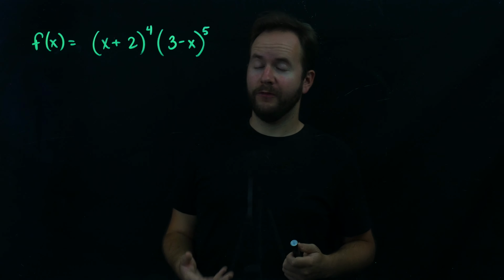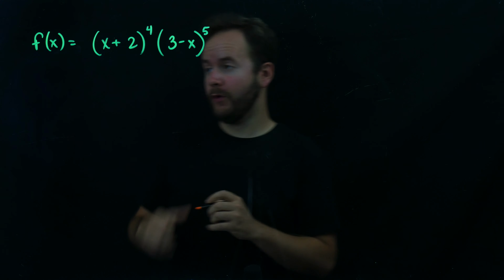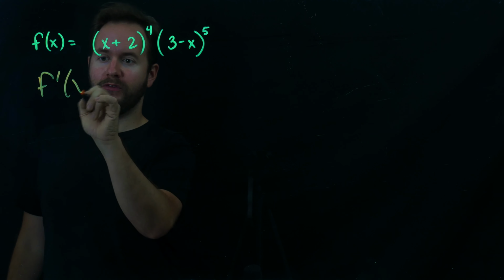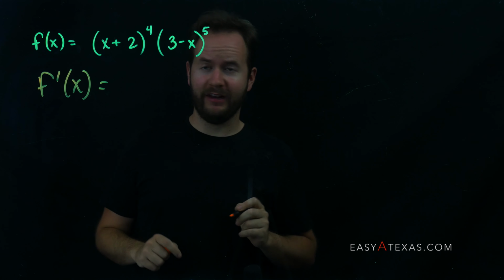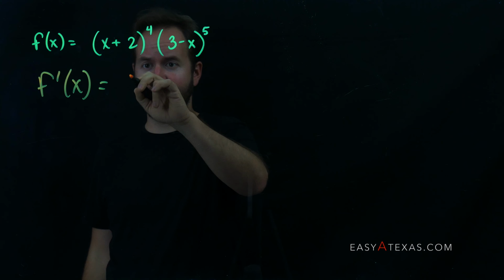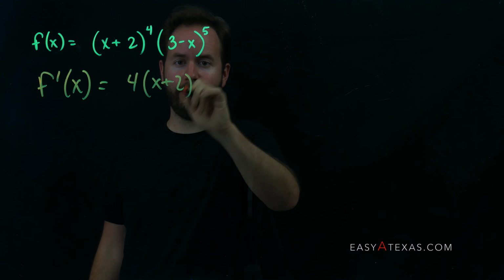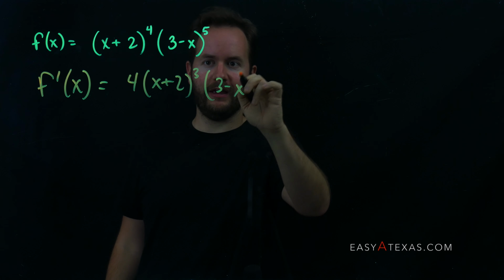Finding the critical points for a function starts with taking the derivative. So let's go ahead and do that. That's going to require the use of the product rule here. I'm going to leave the (3 minus x) to the fifth alone, but I am going to take the derivative of (x plus 2) to the fourth. So I'm going to have 4 times (x plus 2) cubed times (3 minus x) to the fifth.